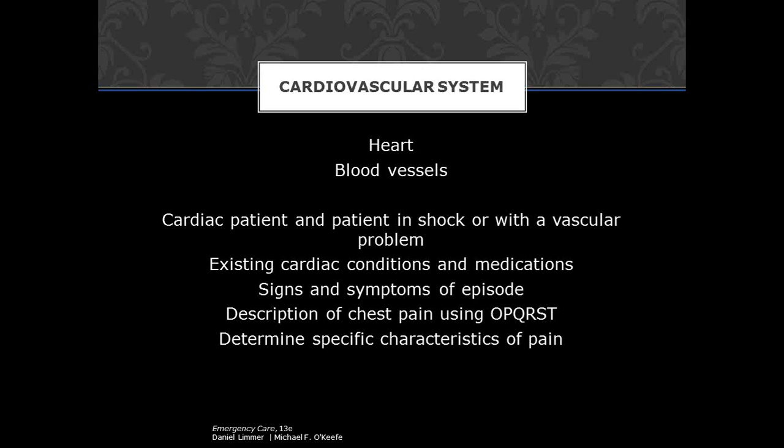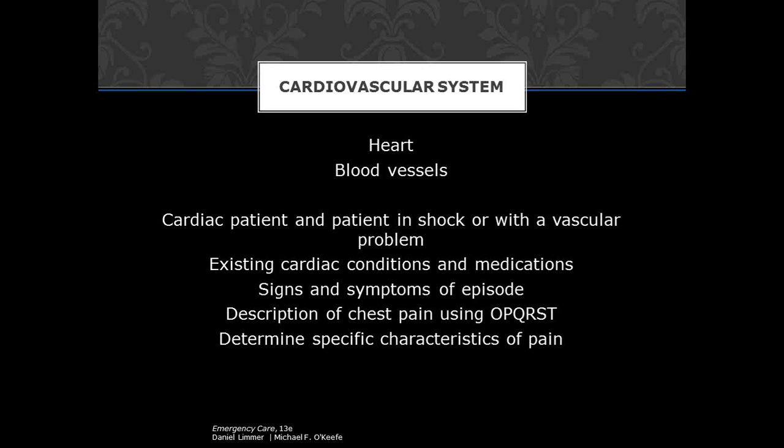So we want to get a description of any chest pain if they're having it using OPQRST. Now O stands for onset, and I think we're going to talk about this here just a little bit later. P is provocation, anything that makes it worse. Q is quality. This is where we ask them to describe it to us. We do not describe it to them. R is radiation. Does the pain go anyplace else other than where they have described already?